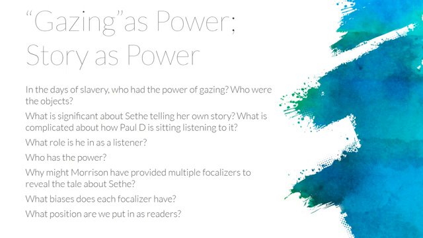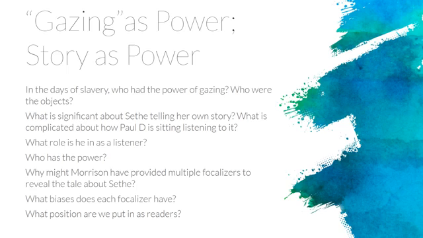So some questions to consider: in the days of slavery, who had the power of gazing, who were the objects? And then continuing on, what is significant about Setha telling her own story? What is complicated about how Paul D is sitting and listening to it? And in what role is he as a listener? Is he sitting in judgment over her, or how is he acting in this role? Who has the power in that moment?